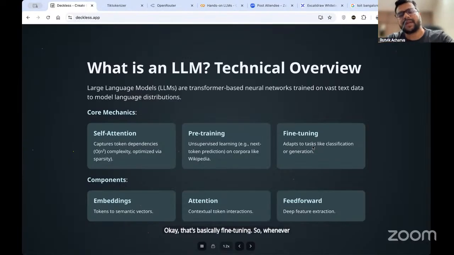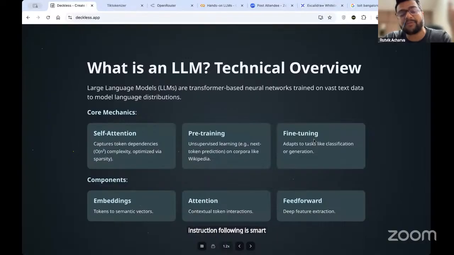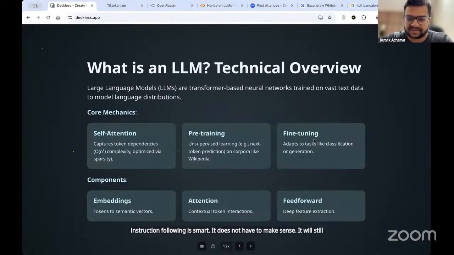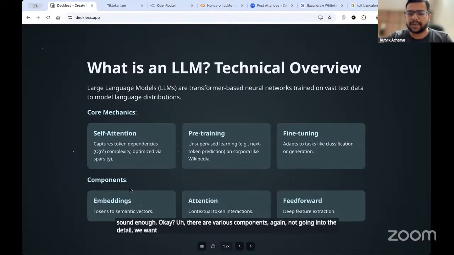So whenever we think of large language models, they have the ability to adapt themselves to a specific use case. You might even say that "I had great food" is a negative review, and the other way around. If you do that, the system can still function the way that you want it to, which means instruction following is smart. It does not have to make sense; it will still follow the instructions given. The system that you've set up along with the LLMs is sound enough. There are various components, and again, I'm not going into the detail. We want the session to be a bit more hands-on as well, so I'll spend time talking about all of those things.